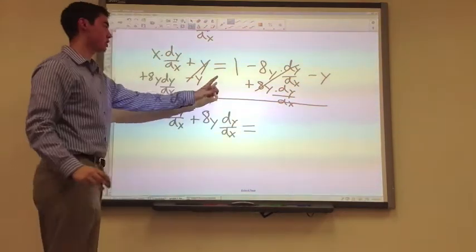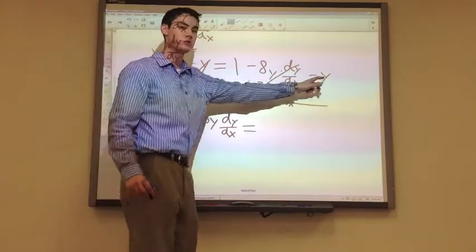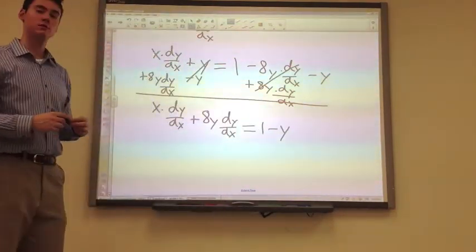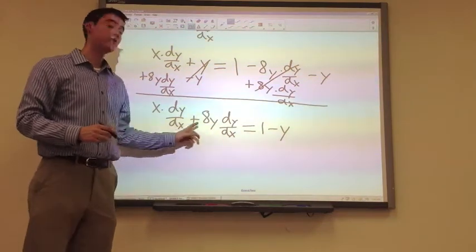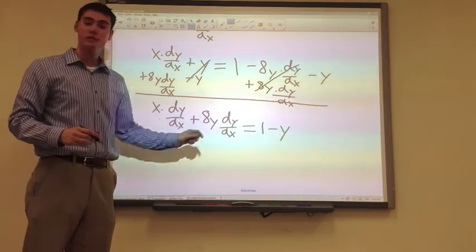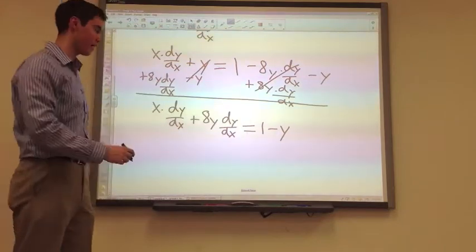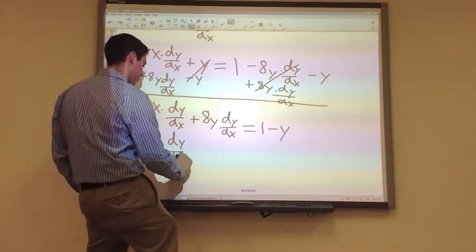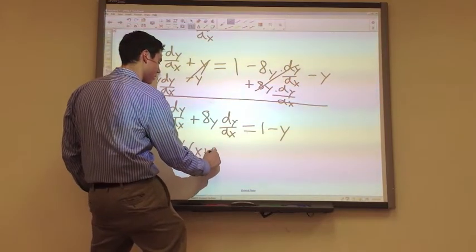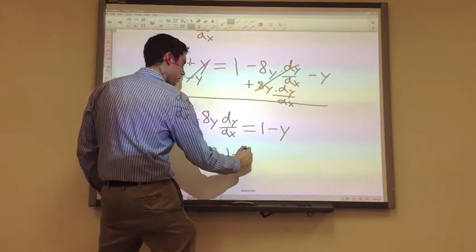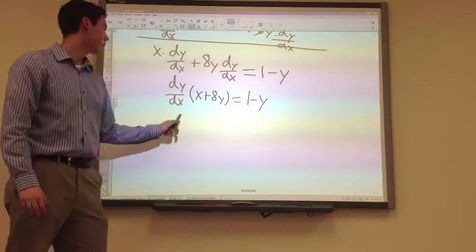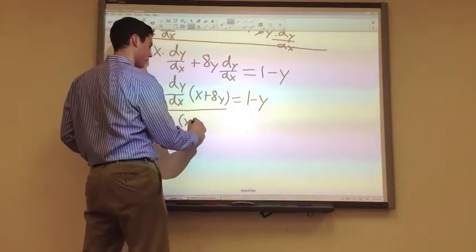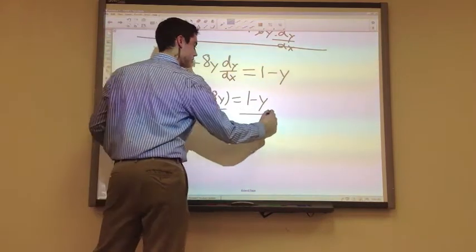And that's going to be equal to the expression over here, 1 minus y. All I'm doing is some fancy algebra. Now you'll notice that in both of these expressions I have a dy over dx, so I can now factor that out. And so I have dy over dx times the expression x plus 8y is equal to 1 minus y. My goal is to isolate dy over dx, so I'm going to divide by x plus 8y on both sides.